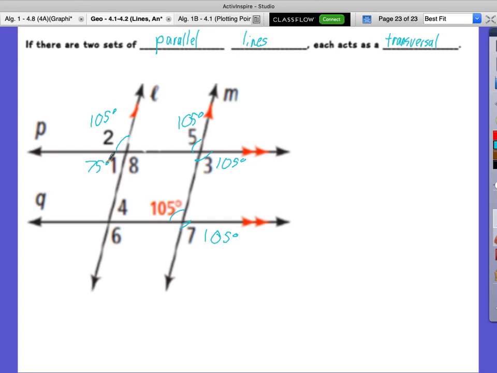What's 8 going to be? 105. Okay? All sorts of different things, guys. It's vertical with angle 2. It's a linear pair with angle 1. Alternate interior with angle 5. Corresponding with angle 3. 4 different ways we can know that one. Okay? Could we figure out angle 4 and angle 6 now?